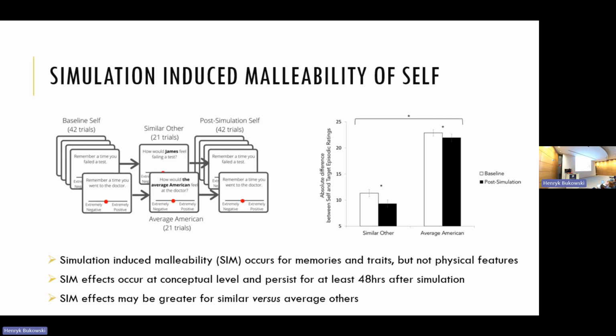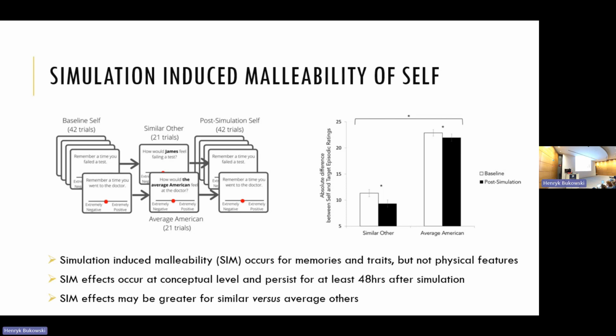The one controversial thing in this field is whether these simulation effects are actually greater for similar versus average other people. The original studies suggested that you had a larger change in your simulation of the self for the similar other compared to the average. They explain that because when you simulate a similar person, you activate more of the self than when you activate an average person. So they suggest that's why you get a larger change in the self, because you've activated more of the self alongside the similar other. Subsequent studies, and you'll see in my own ones, have struggled to replicate exactly that similarity effect.